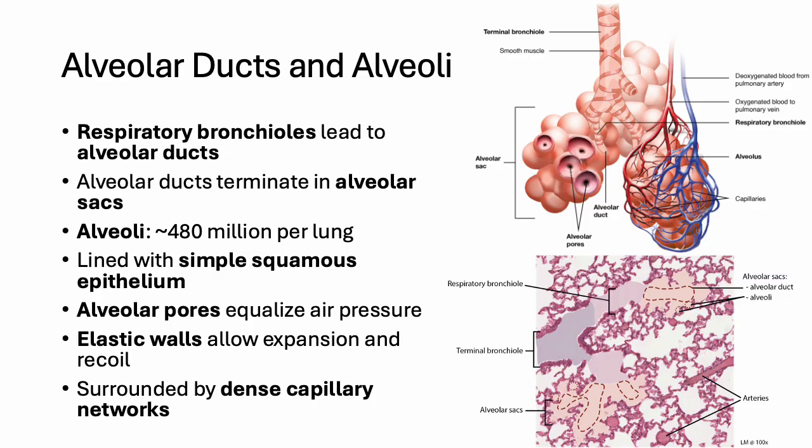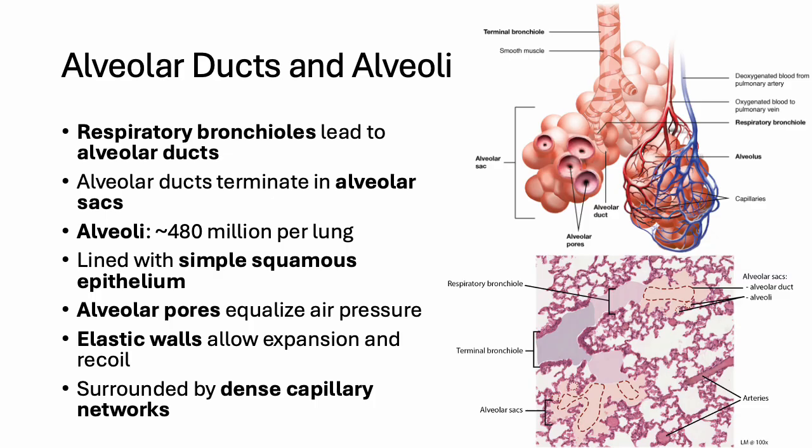Each lung contains about 480 million alveoli, which collectively provide the massive surface area needed for efficient gas exchange. Comparable to the size of a tennis court, these alveoli are lined with simple squamous epithelium, the thinnest possible type of epithelial tissue, which facilitates rapid diffusion of oxygen and carbon dioxide. One key structural feature of alveoli is the presence of alveolar pores. These tiny openings allow air to pass between adjacent alveoli, helping to equalize pressure throughout the lungs and improve ventilation.